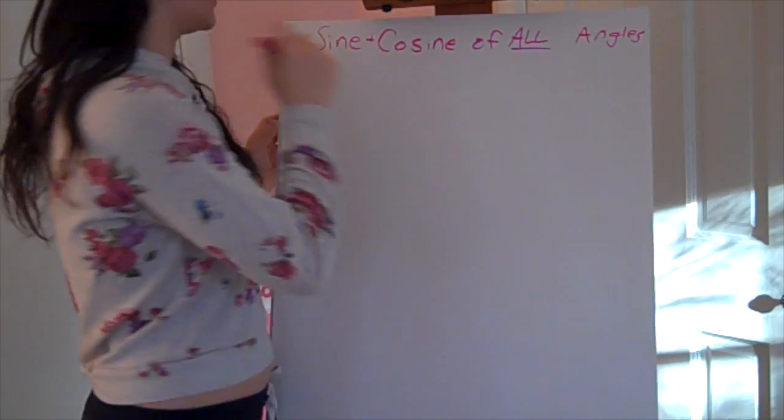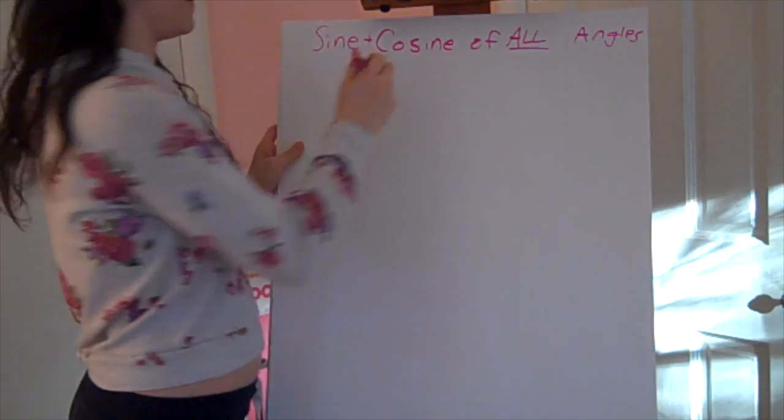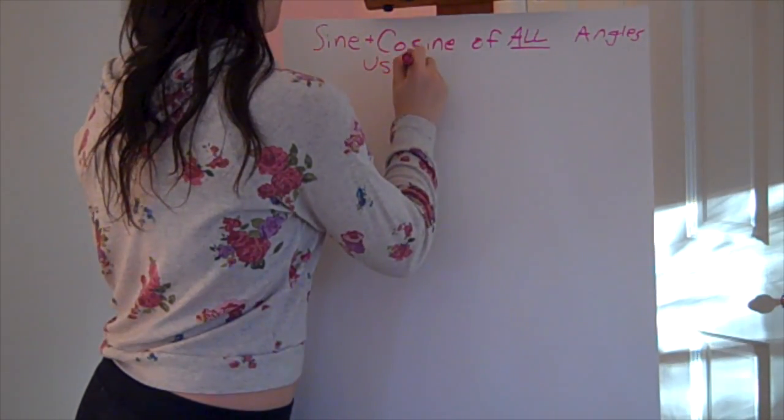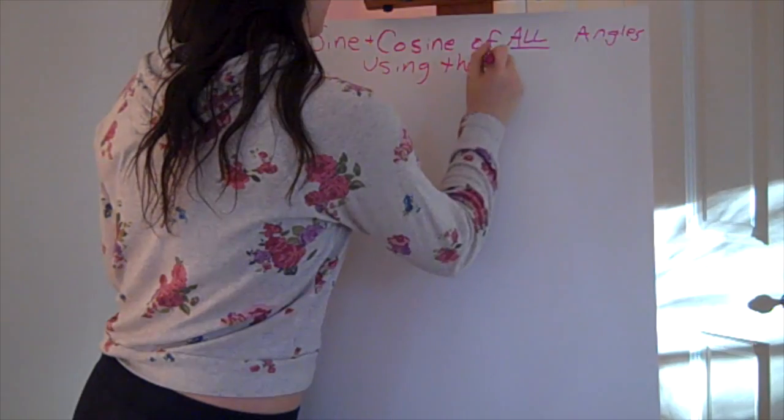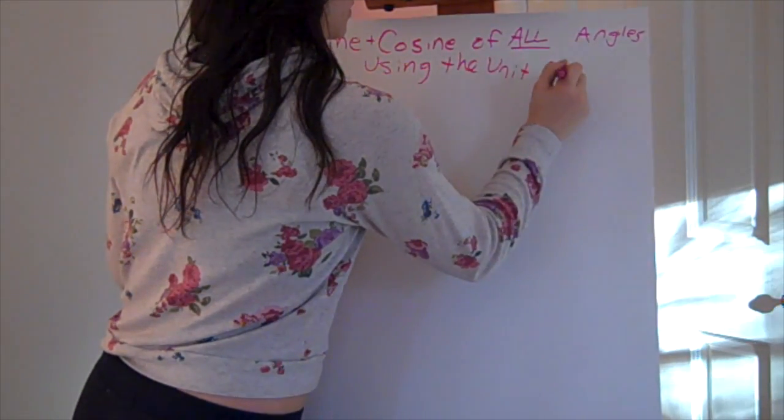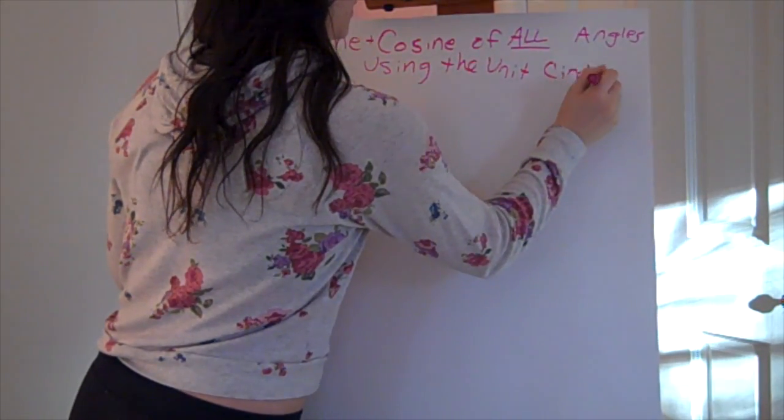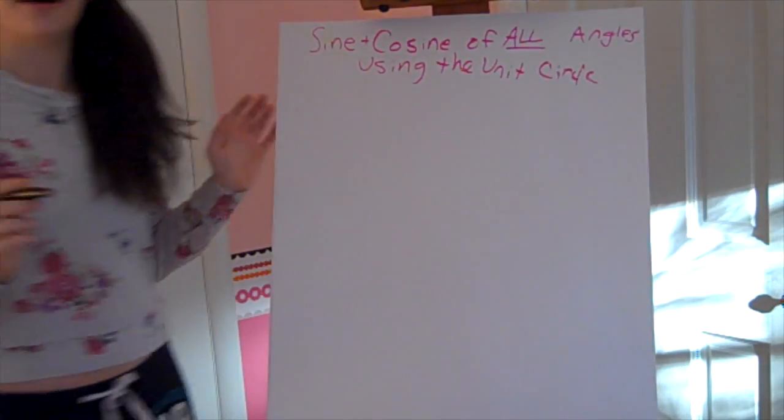Club going up. So we're going to find the sine and the cosine of all angles using the unit circle. So first of all, what is the unit circle?